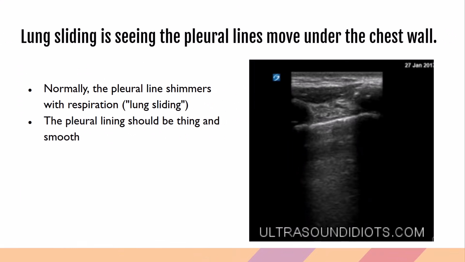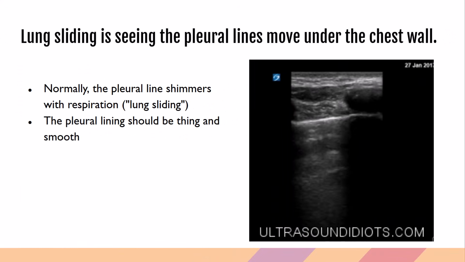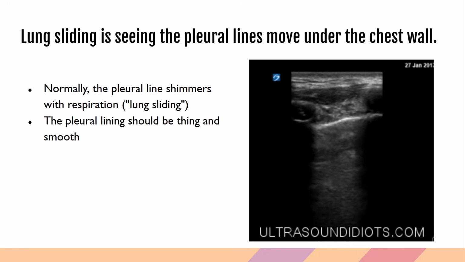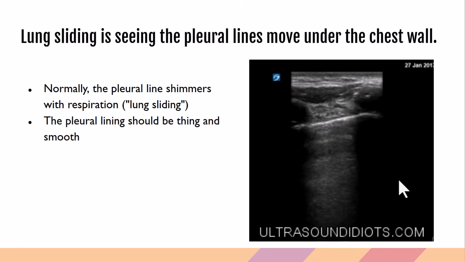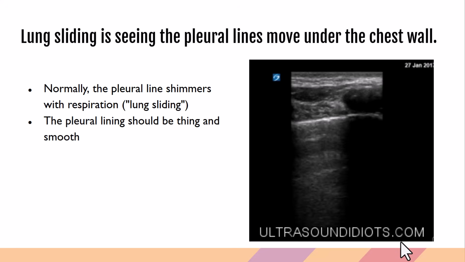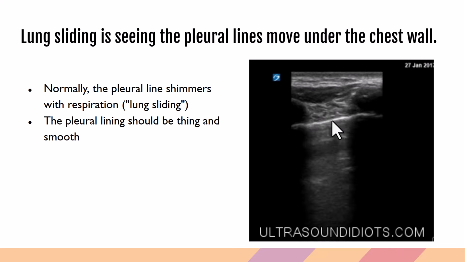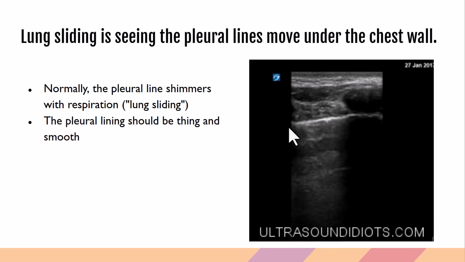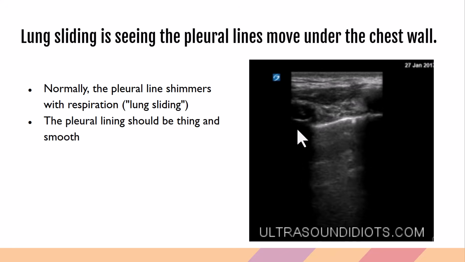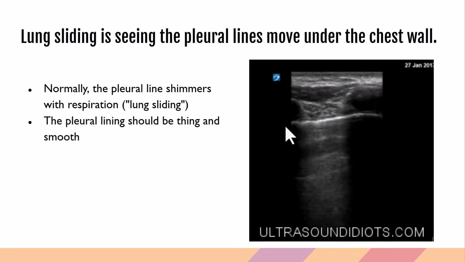Another normal sign is lung sliding, and this is seen when the pleural line moves under the chest wall. So in this GIF from ultrasoundidiots.com, we can see a rib here and a rib here. And if we watch this, this is the thin normal pleural line, and we can see it almost shimmering and sliding as the patient breathes in and out.